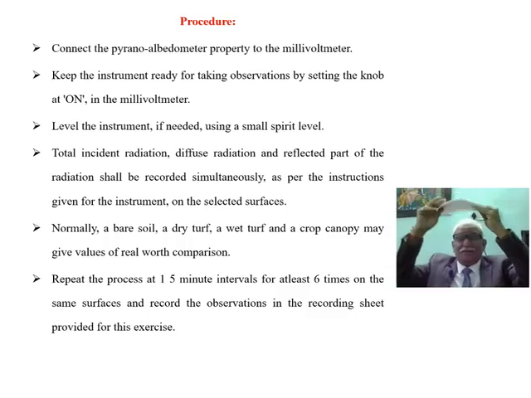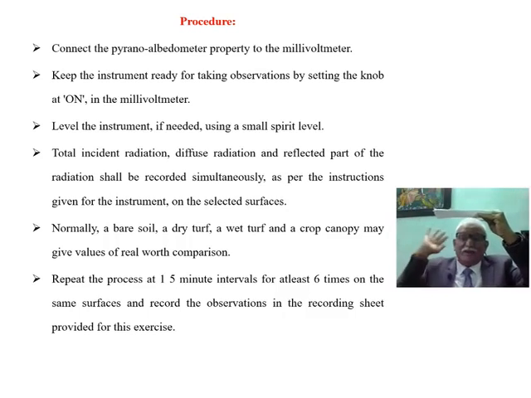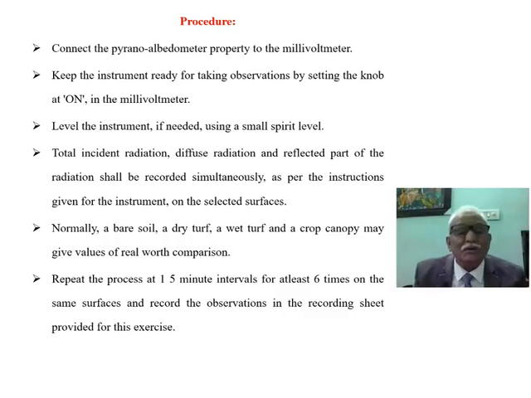Direct is here. Diffused radiation is here. So direct, diffused, and reflected from here. So the pyranoalbedometer is the simplest instrument. Very easy. Slightly expensive, but sturdy, very, very sturdy.